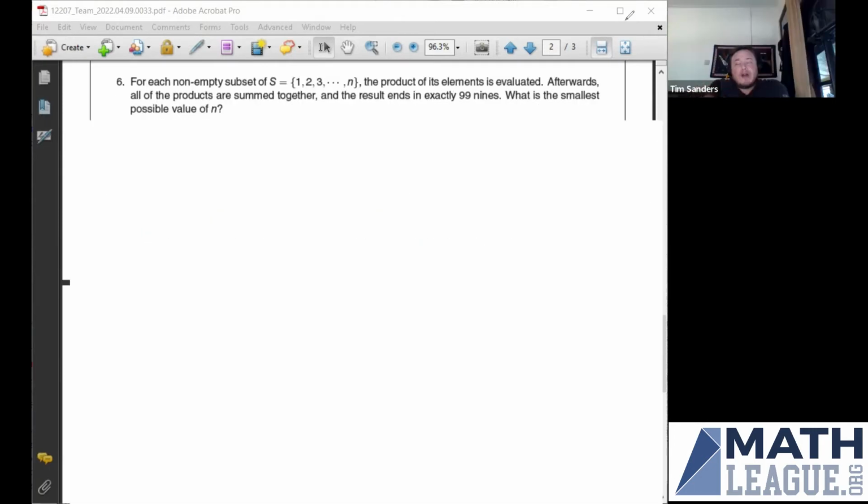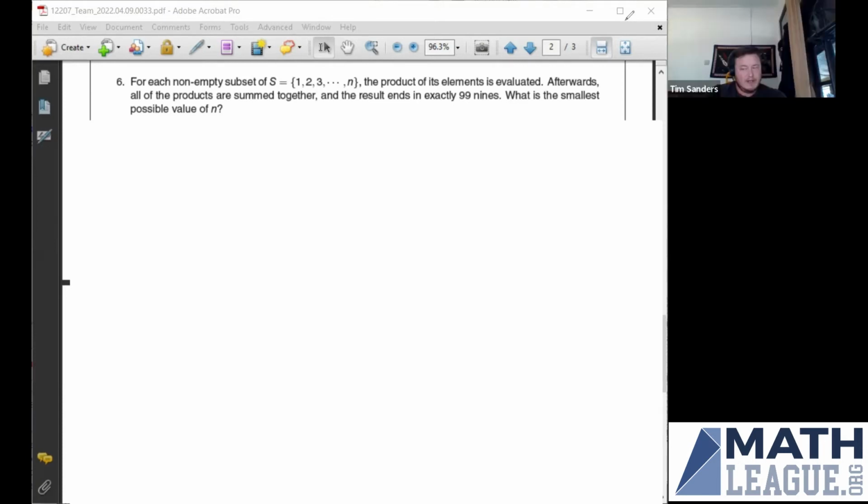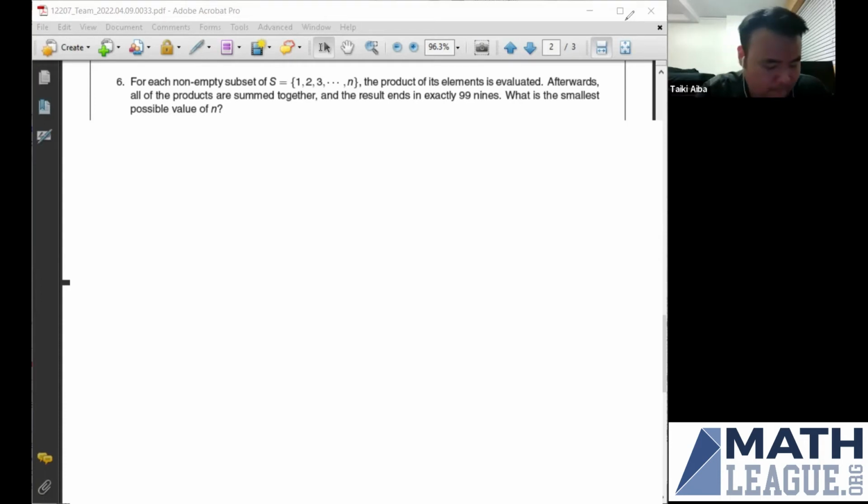So we're looking at the product of the elements of every subset. And so what I'm looking at is, I've got n elements. Each one of those n elements is going to show up a certain number of times in the product. Oh, no, the products are summed together. Okay. I was thinking the products are producted together, which means we've got this big product.